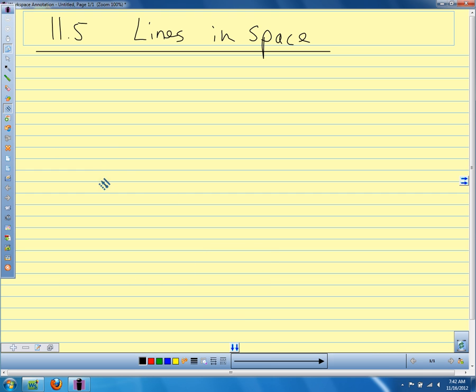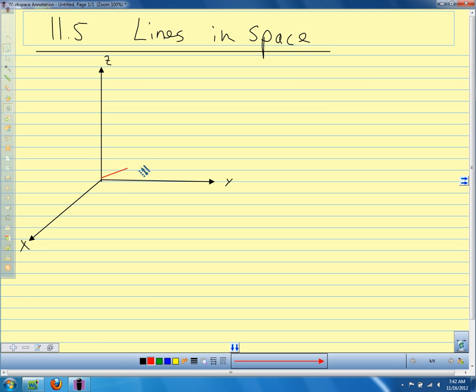So our standard three-dimensional coordinate system. And we're going to start with a vector down here. And we'll put this vector in standard position. We'll call this vector V. And we'll say that V equals, it's just some arbitrary vector A, B, C.